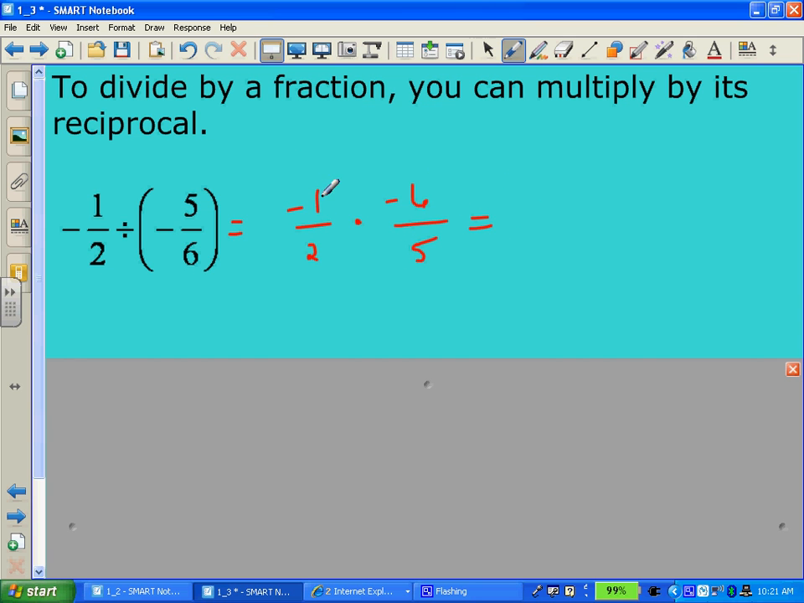Now if you'll remember, when you're multiplying fractions, you simply multiply across the top and multiply across the bottom. These are same signs, so our answer is going to be positive. 1 times 6 is 6. 2 times 5 is 10. And now of course we can reduce this. 6/10 becomes 3/5. So my final answer would be 3/5.